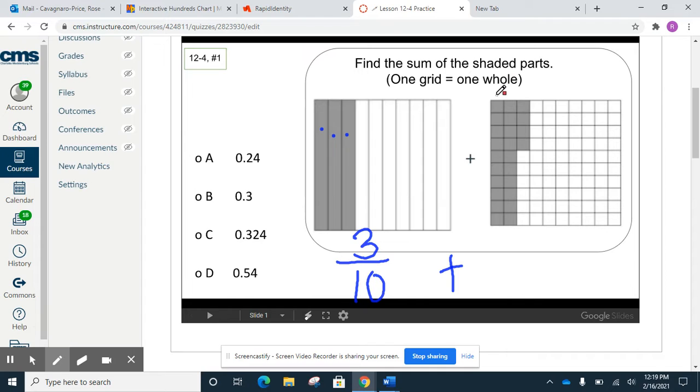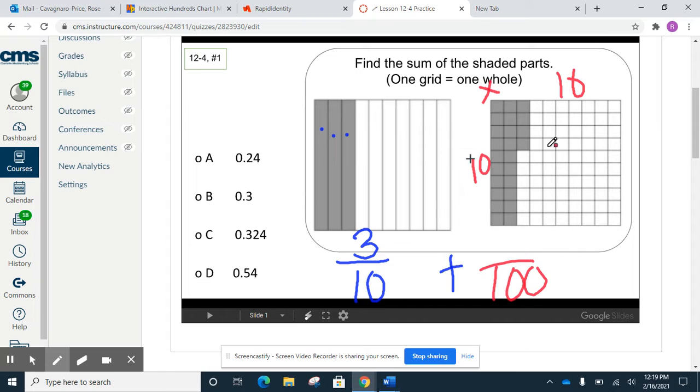Okay, let's see how many columns we have. 1, 2, 3, 4, 5, 6, 7, 8, 9, 10. But we also have 1, 2, 3, 4, 5, 6, 7, 8, 9, 10 rows. 10 times 10 is 100. So our denominator in the first model was 10 because we had 10 columns. But our denominator here is 100 because we have 100 boxes.